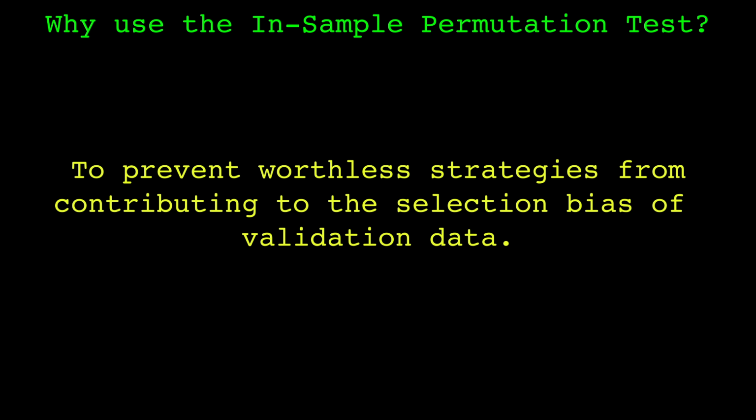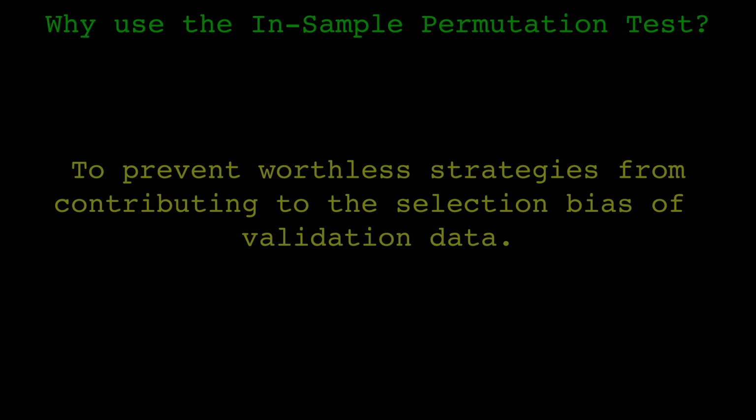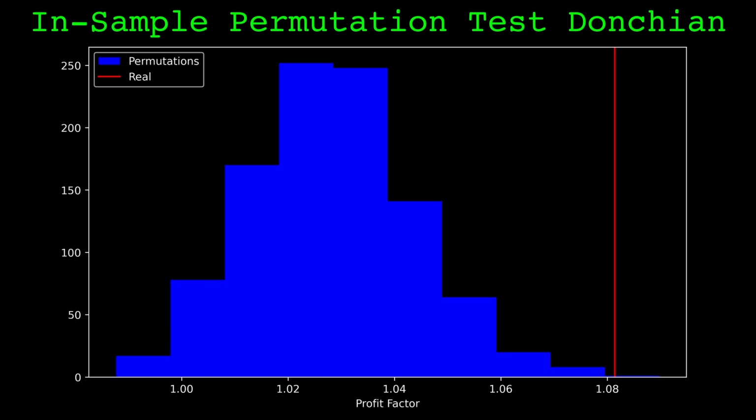This is why we use the in-sample permutation test. We can detect that our idea is bad before we waste the out-of-sample data, or stack up even more selection bias on the validation data. Anyways, with all that in mind, our optimization of the Donchian breakout's lookback passed the in-sample permutation test. So now let's walk forward the Donchian breakout.